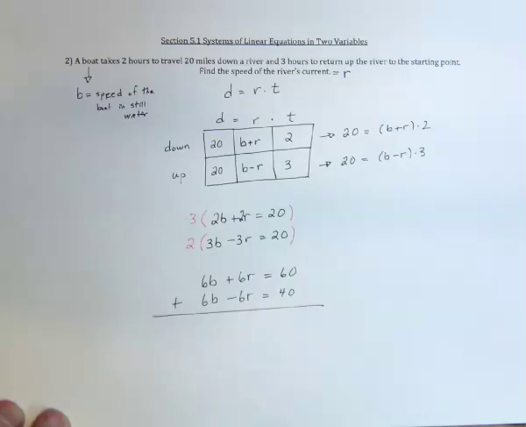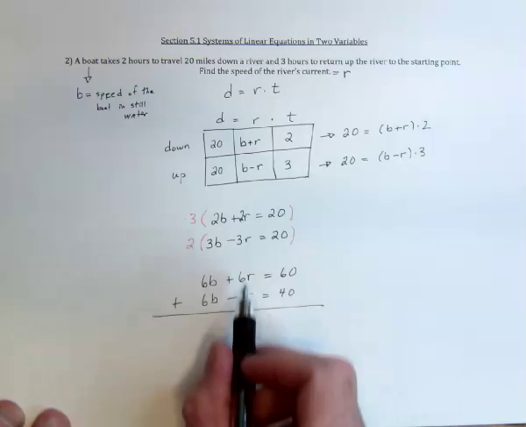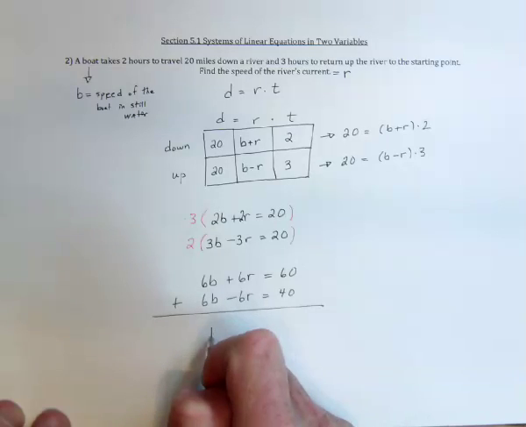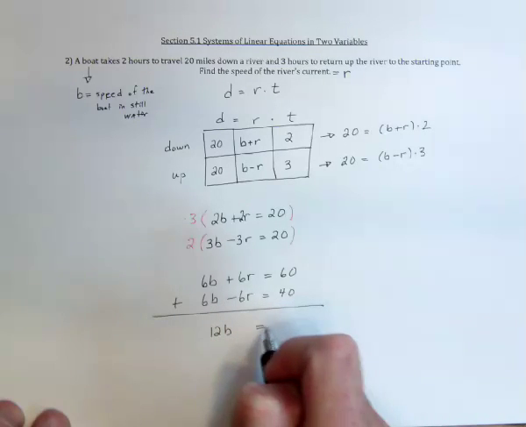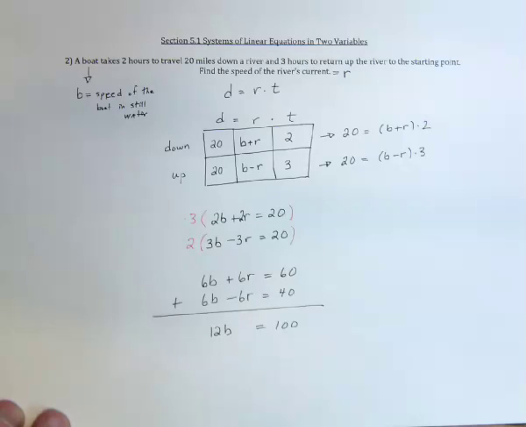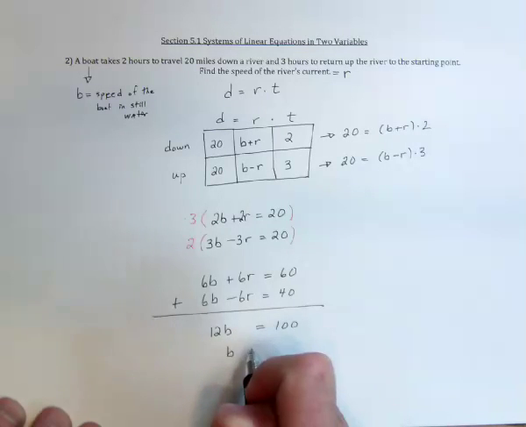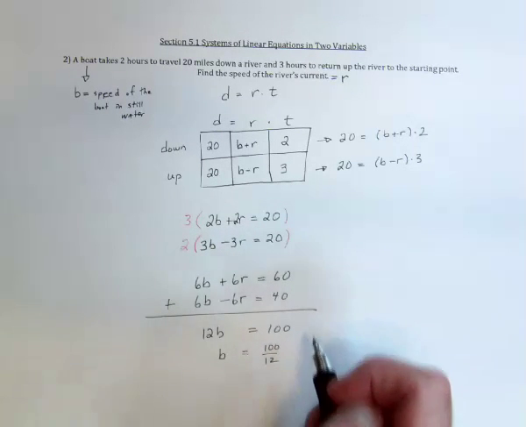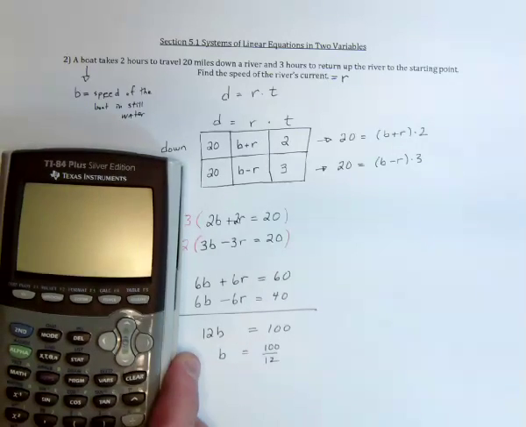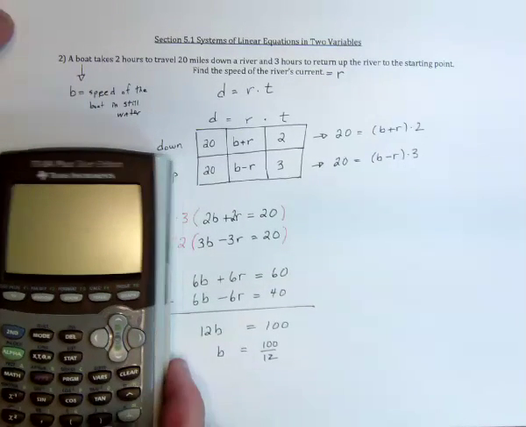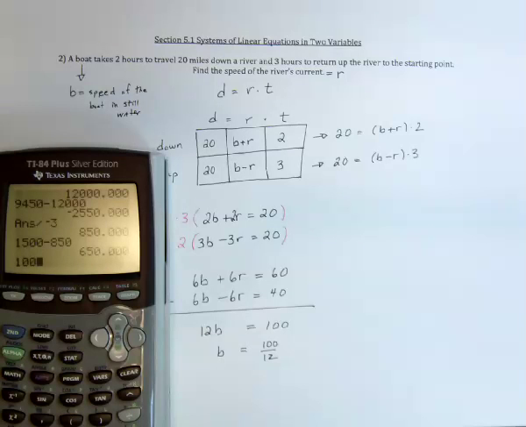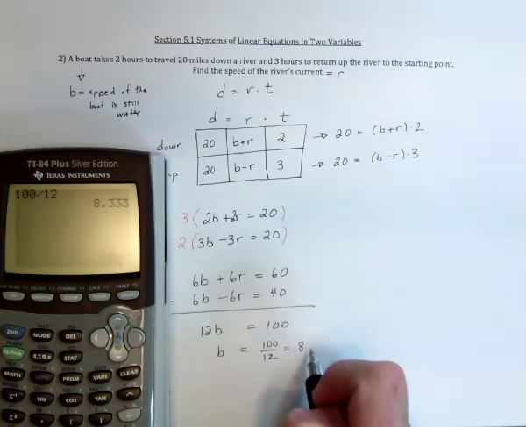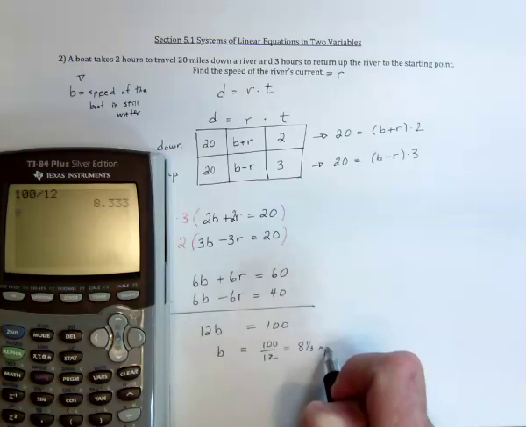And now, if you combine like terms, these are going to cancel. These will make a 12b equals 100. So the boat was traveling at 100 divided by 12. 100 divided by 12, by itself it would be going 8 1/3 miles per hour.